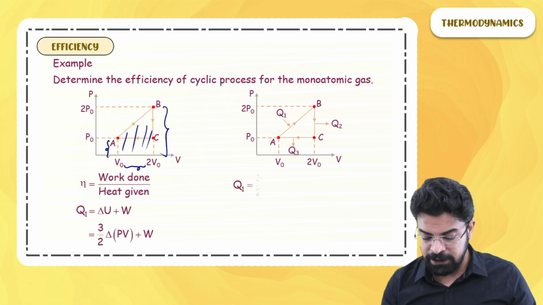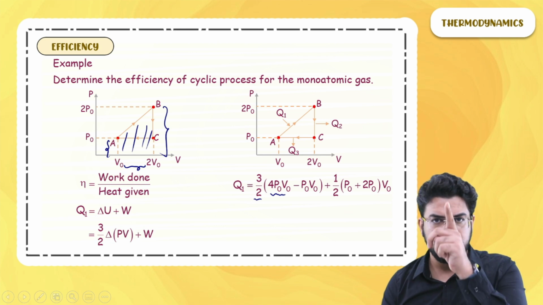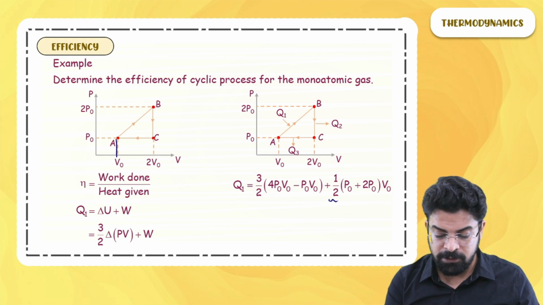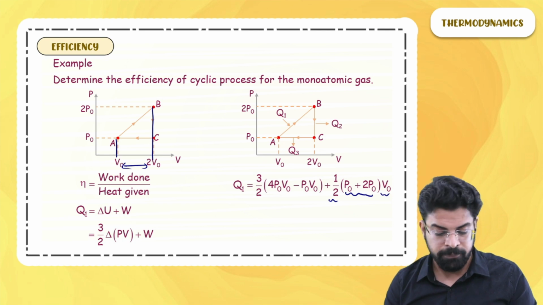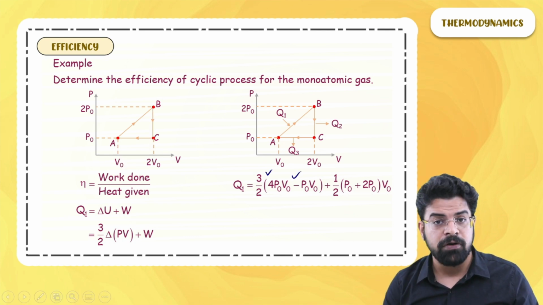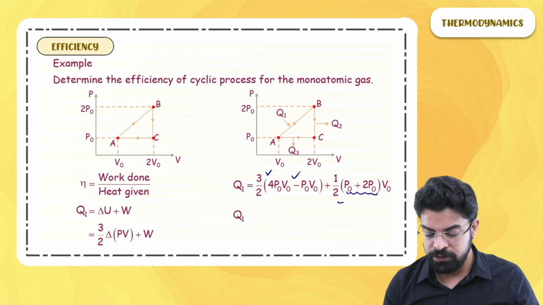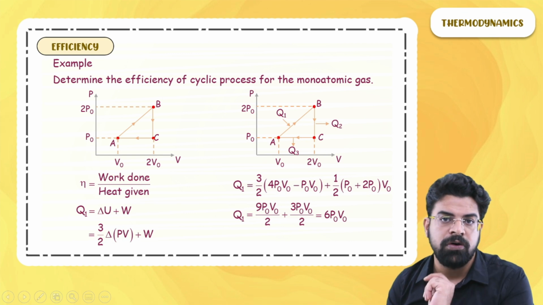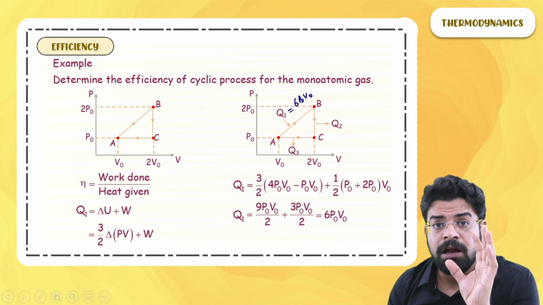So you'll get Q1 equals 3 by 2 times (2P0 into 2V0 minus P0 V0) plus half into the sum of parallel sides P0 plus 2P0, 3P0, multiplied by the gap between them, which is V0. So here you get 3 times 3P0 V0, which is 9P0 V0 by 2, plus 3P0 V0 by 2. So you get the heat given equals 9P0 V0 by 2 plus 3P0 V0 by 2, which is 12P0 V0 by 2, which is 6P0 V0. This is the heat given. Okay.